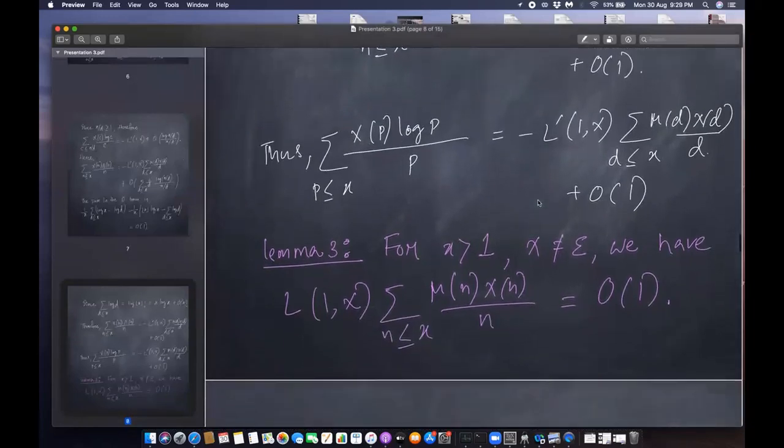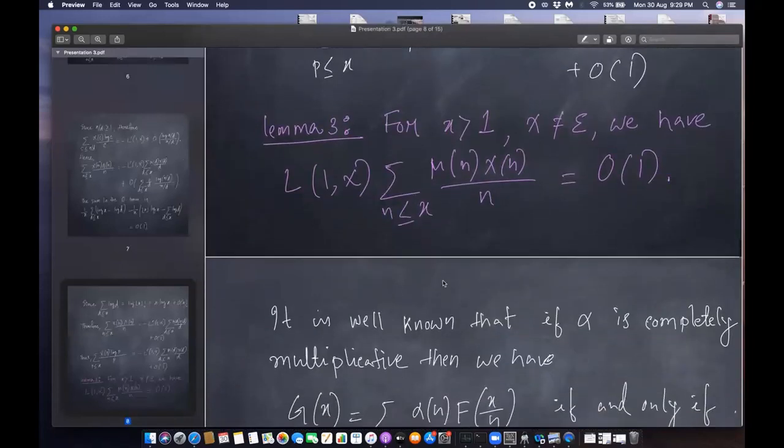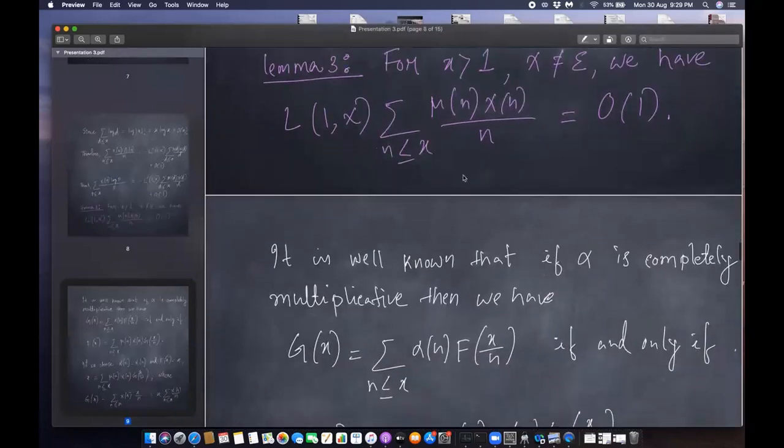So now we are going to our Lemma 3. It gives that if x is greater than 1 and chi is a non-trivial character, then this partial sum is equal to big O. From here, we can say that if we know that this is not 0, then this would be exactly equal to big O. So we are going to prove this.